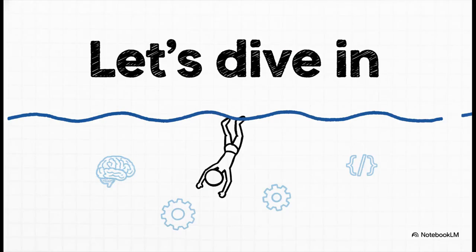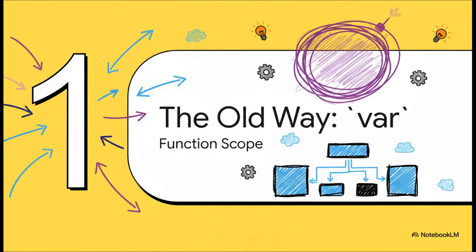But look, just following a rule blindly, that's not what makes you a great developer, right? To really level up, you've got to understand the why behind it. So we're going to dive into the concepts of scope and immutability, because that's what really separates the good code from the great code. So let's start with a little trip back in time to the original keyword var.